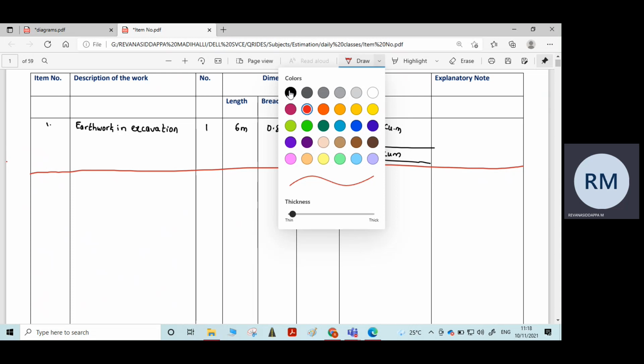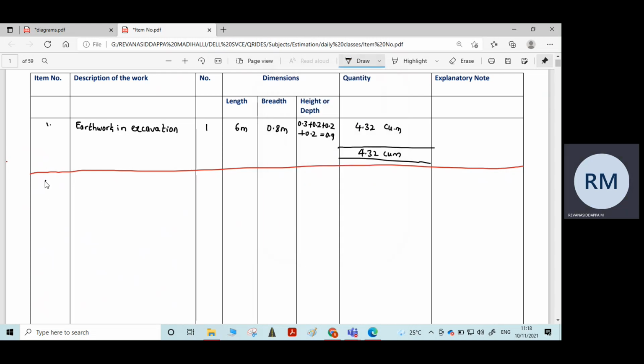Are there any doubts in this step? If you have any doubts, you can ask before moving to the next step. Now, what is the next step? We put the PCC. Calculate what is the quantity of PCC.